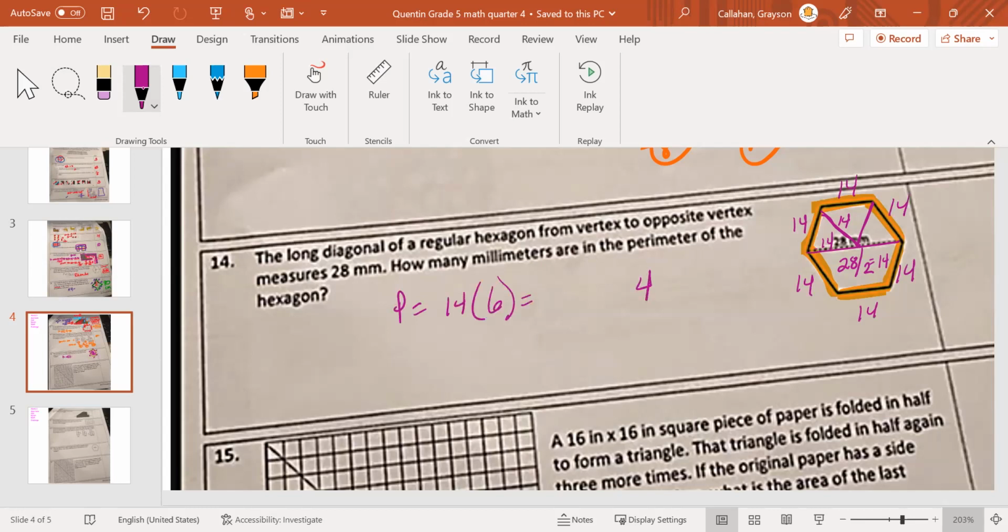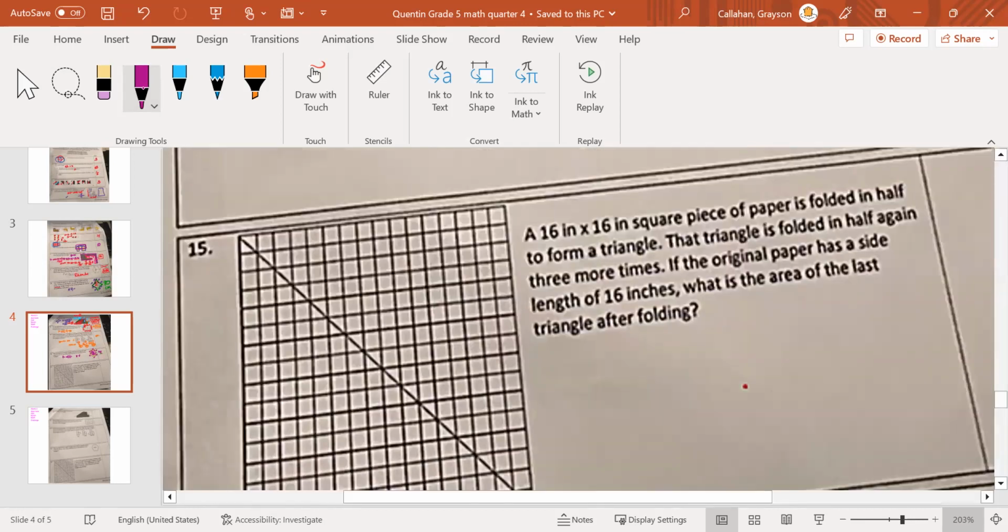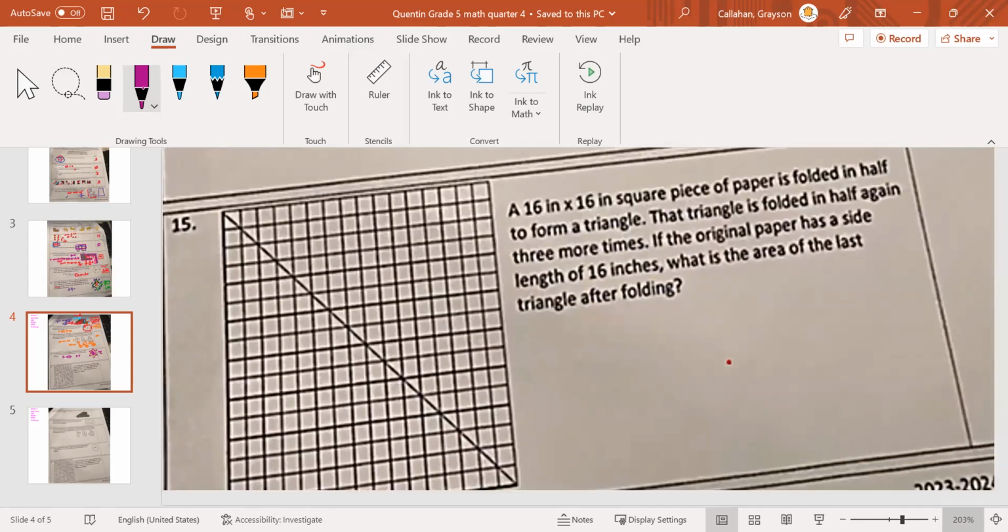Okay. Millimeters is your unit. Okay, good. Number 15, go ahead. Wait, milliliters. Millimeters. Yeah. Go ahead.